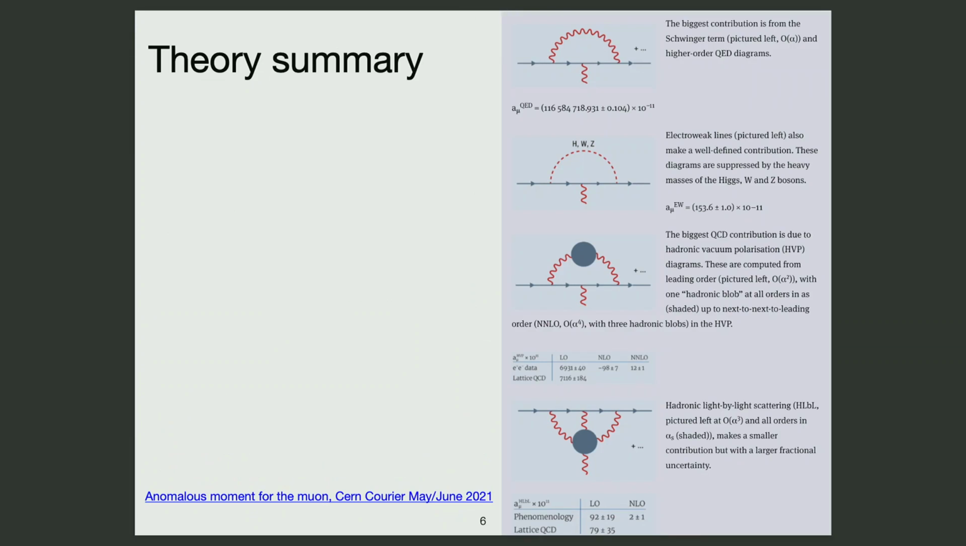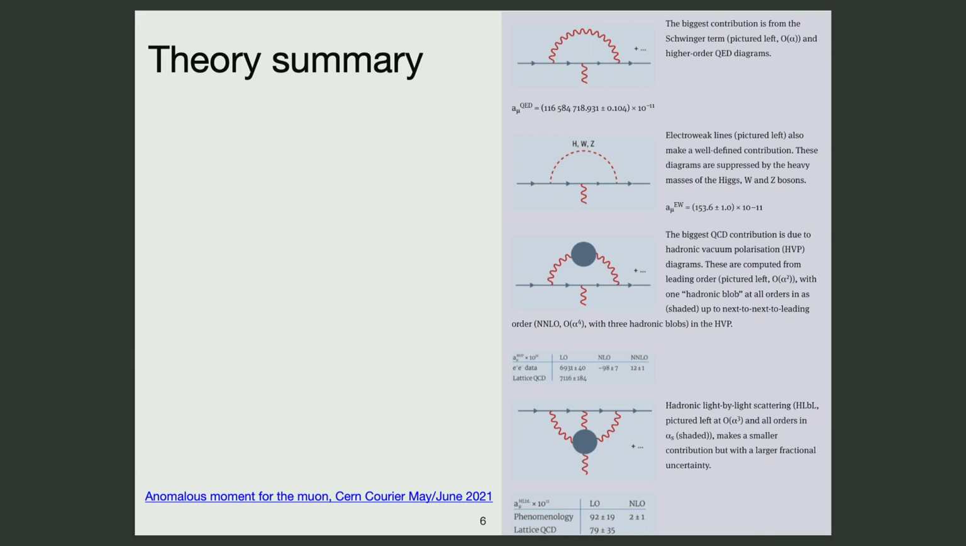So let me now turn to the theory and give you a brief summary of where the theory stands. Of course, by far the dominant contribution comes from QED, starting with the Schwinger term, and this is the result. If you add in the effects of the weak interaction to 2 loops, you get this contribution. It's also very precise. And then you've got the hadronic contribution, so the hadronic vacuum polarization and the hadronic light-by-light contribution.